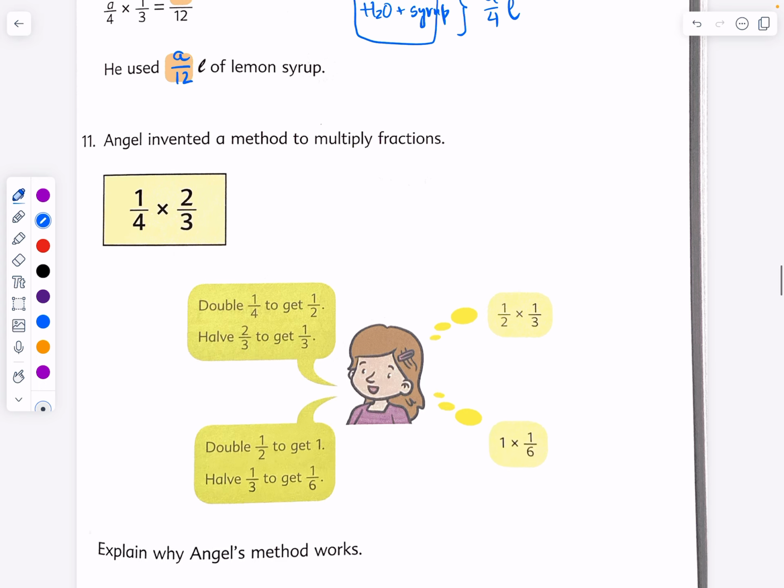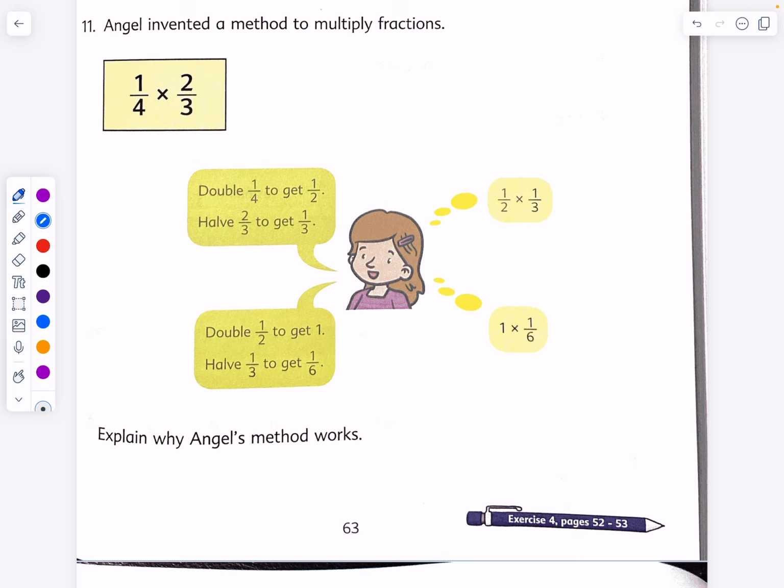Now, Angel, this is an interesting question. I like this question. Angel invented a method to multiply fractions. So this is his example, right? He needs to solve 1/4 times 2/3, which is very basic, right? This is like a 4th grade problem. Of course, I always encourage you to find common factors. So we have 1 out of 6, a very simple problem. But look at the new method that Angel invented.